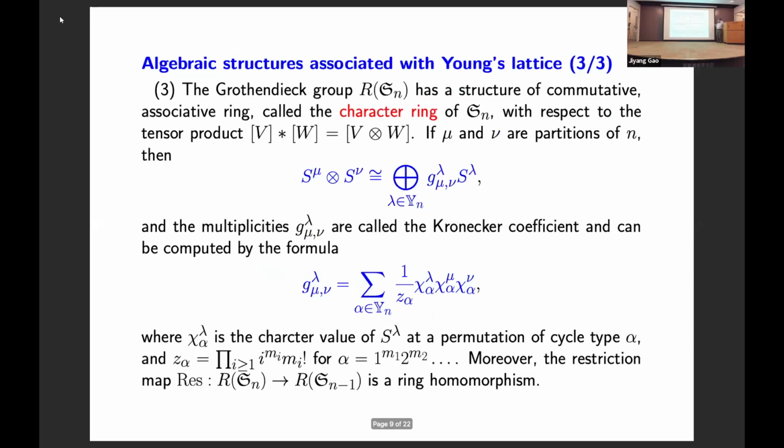The third one is the character ring. So this group can be a ring, or has a ring structure, because S_n is a group, so you can consider the tensor product of two representations of the same group. Then you can decompose this into the irreducibles. Then the multiplicity, denoted by g_{lambda mu nu}, is called the Kronecker coefficient, and this Kronecker coefficient can be computed by using the character table of the symmetric group.